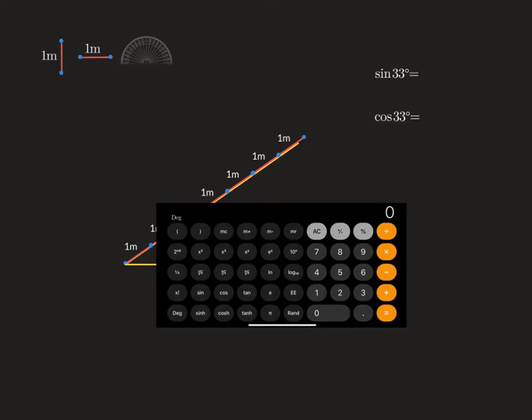Now that that's out of the way, on this calculator, you don't write sine 33. That's not going to work. Here, you actually have to write, so clear that out, 33 sine. And it tells me that the sine of 33 degrees equals 0.5446 approximately. Now, what does that mean exactly?